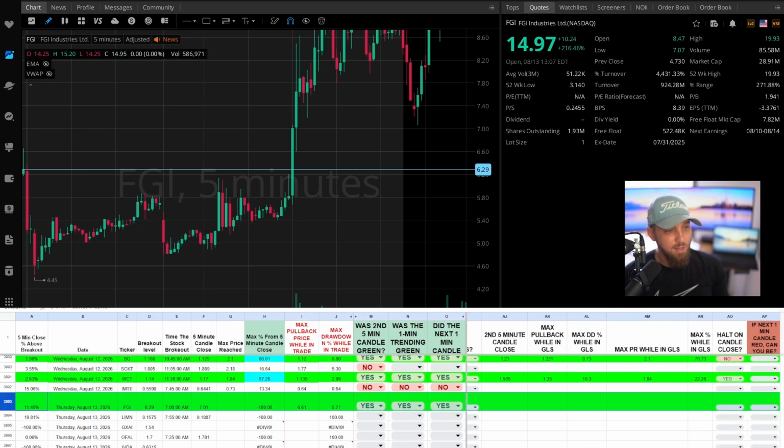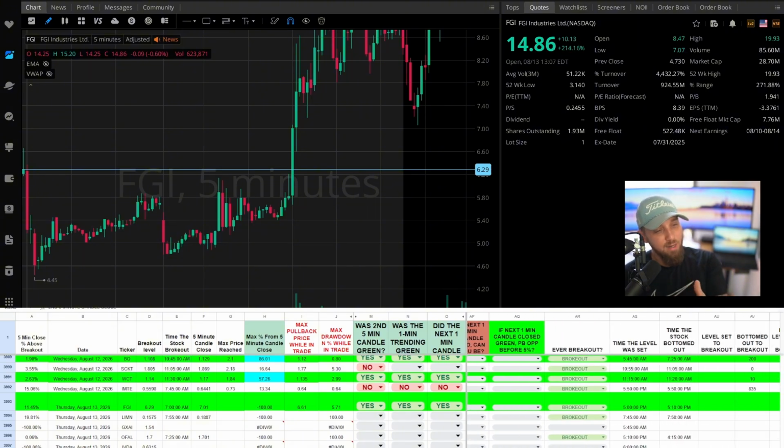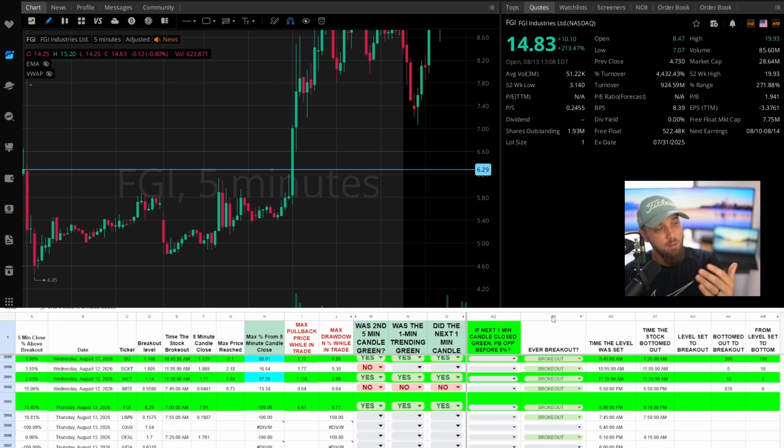Over here on the right hand side, this is just like an extra strategy that I started tracking. Like if I got in at the second 5-minute candle close, so on and so forth, that'll get a bit more complicated. It's stuff that I explain to my one-on-one students. Right here, did it ever break out?